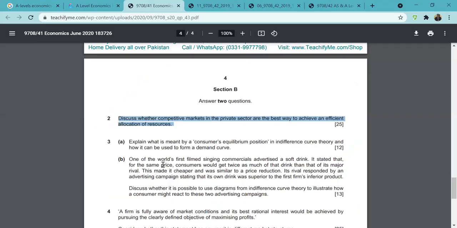But now here comes the interesting part. What else will you write apart from this? Isha, what else will you write apart from this? Is this all? Is this always like this? Or is there something else that needs to be mentioned? Look at the question one more time. So what else are we supposed to write in this question? This is the question: Discuss whether competitive firms in the private sector are the best way to achieve an efficient allocation of resources. What haven't we explained in this question yet?